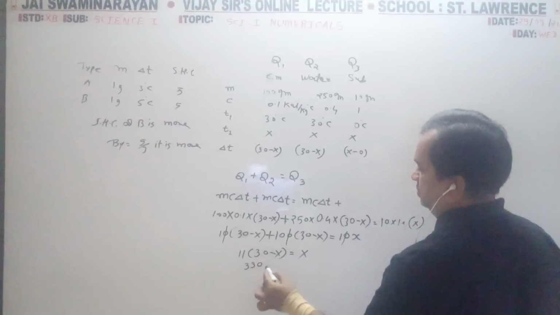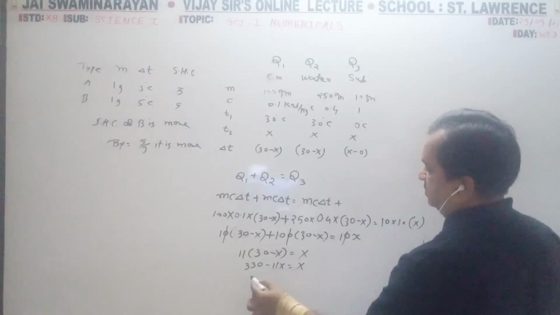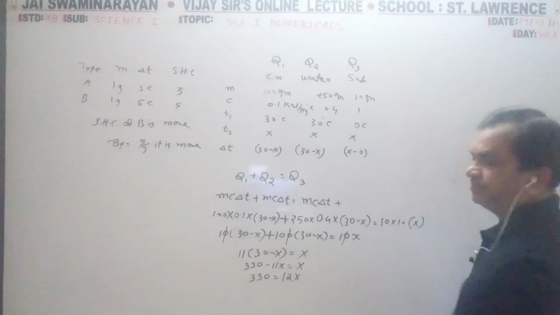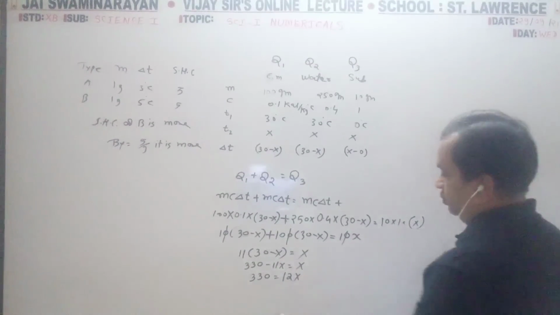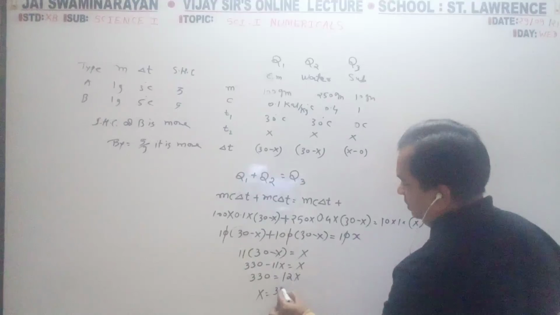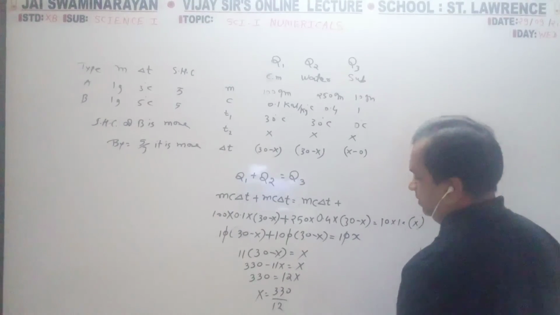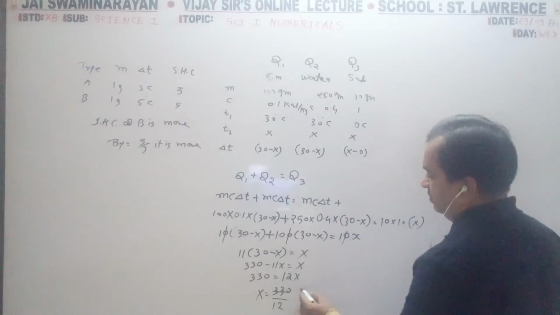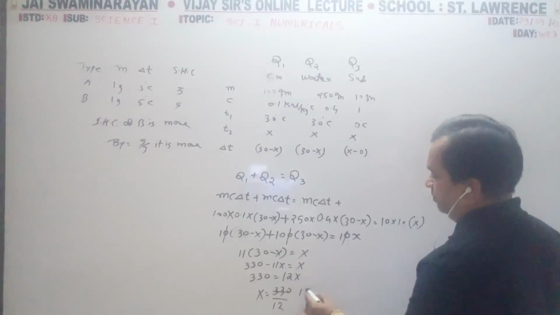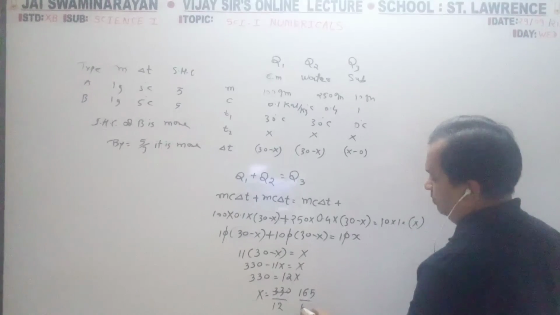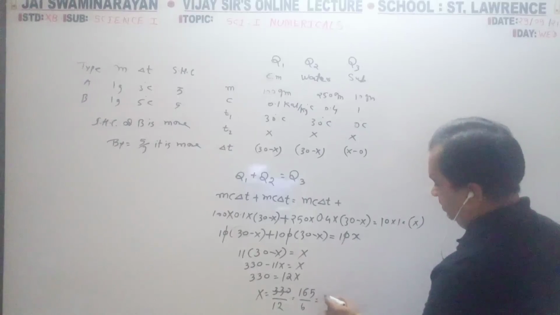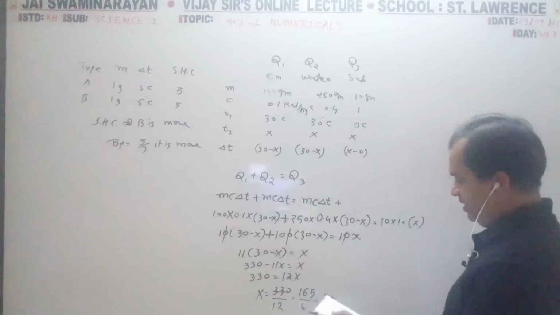330 minus 11x is equal to x. 330 is 12x. So x is equal to 330 divided by 12. Just make it half. So it will be 20.8. 20.8 it is.